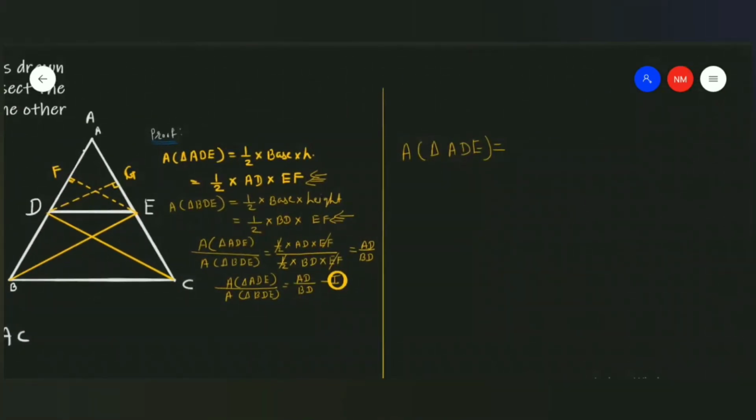So the area of triangle ADE is equal to, again the same thing, half into base into height, which is equal to 1/2 into, what is the base we are going to consider here, AE, and the height to AE is DG. This is the value of the area of triangle ADE this time.